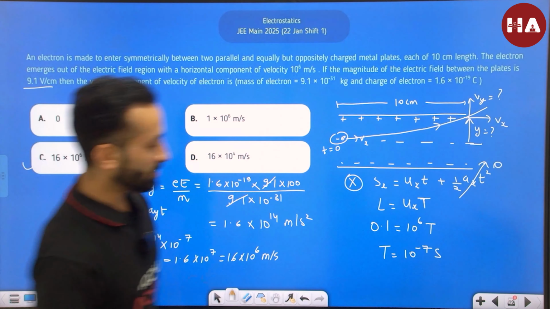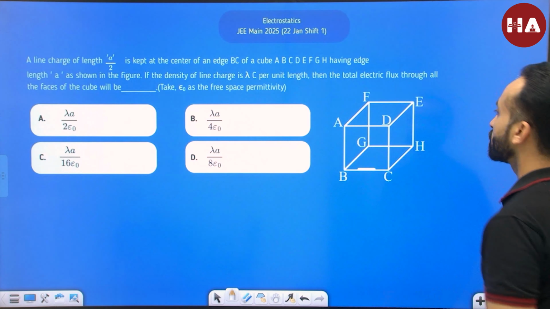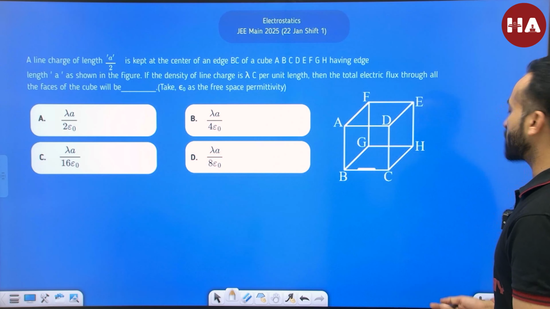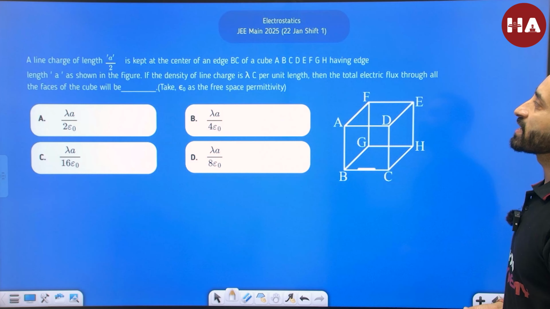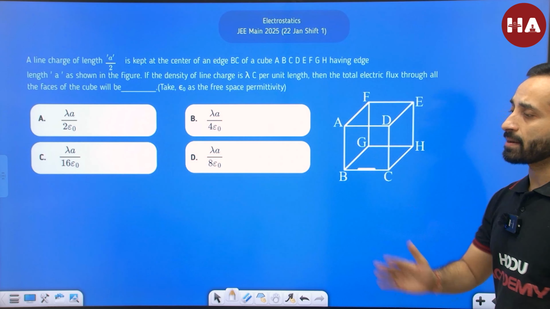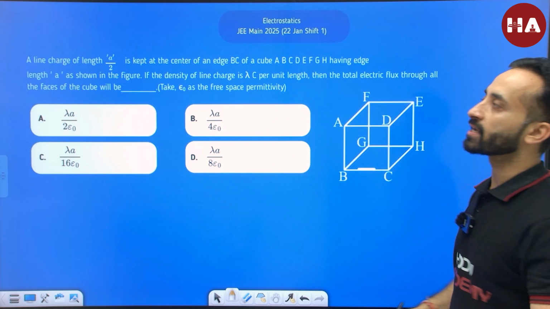All right, students. So the next question. Next question is 22nd January. In fact, I think this is the last question that is available of electrostatics from January attempt. Capacitance we are going to take separately in the next video.